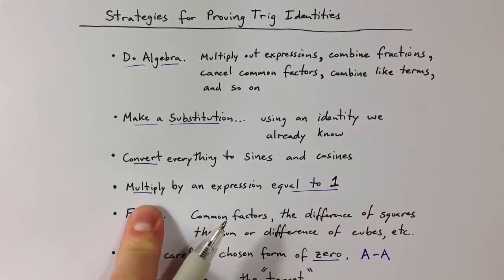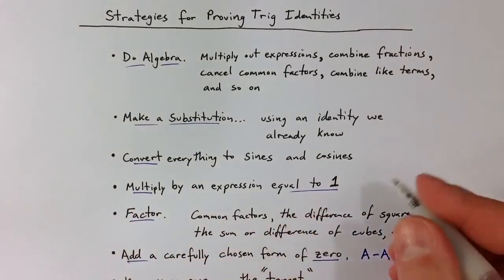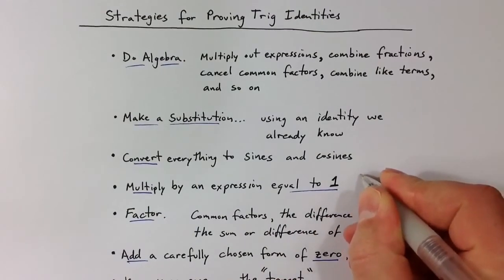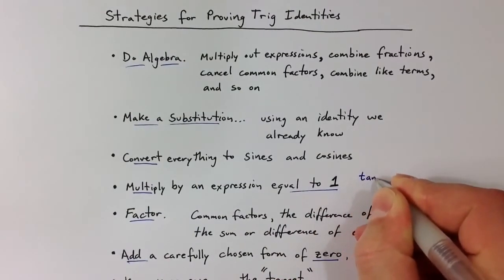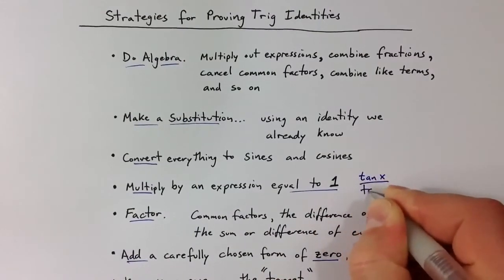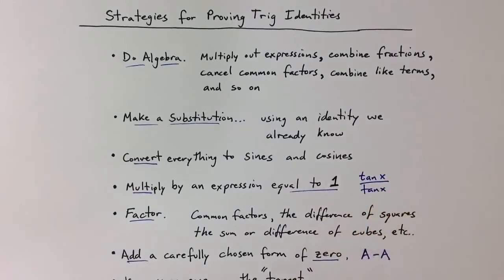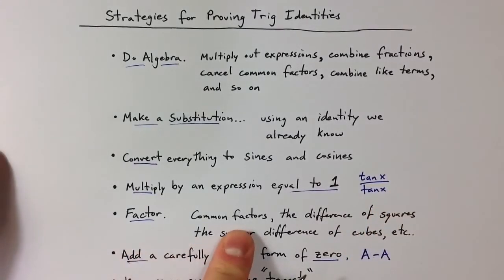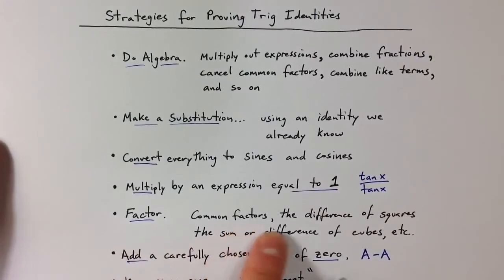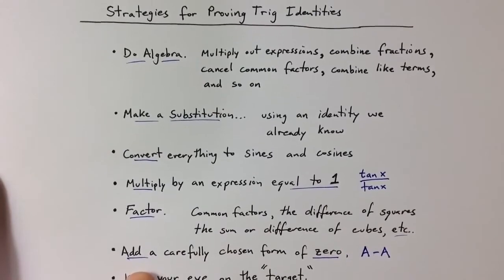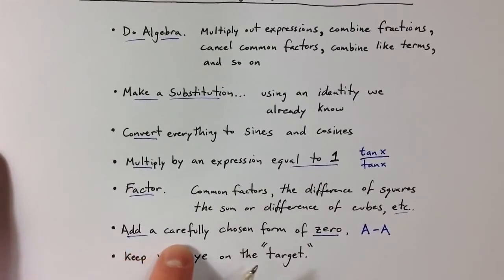We can always multiply by 1, and in this situation 1 would maybe take the form of something like tangent of x divided by tangent of x. We can factor. If there are common factors, it might help to pull those out, or if there's a difference of two squares, if there's the sum or difference of cubes, or other sort of factoring processes that we could do, that might help.